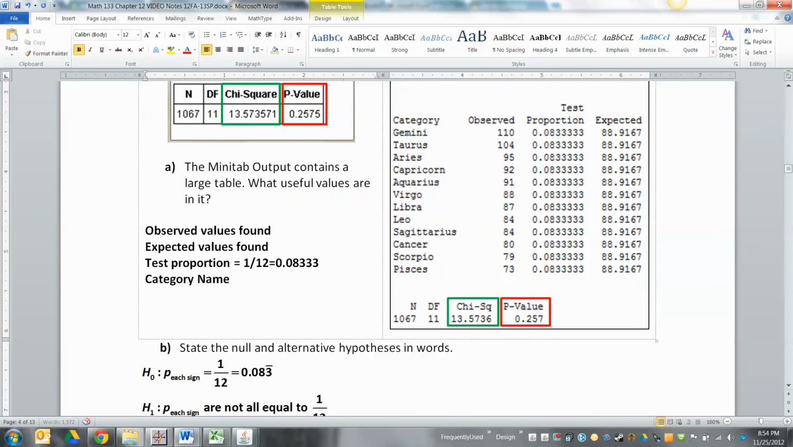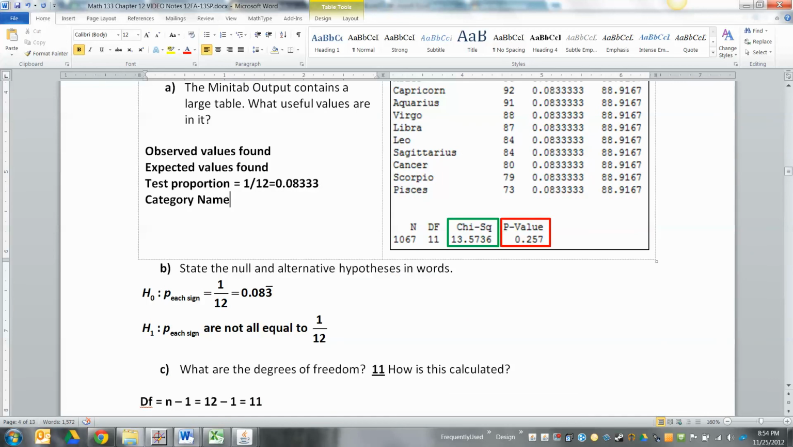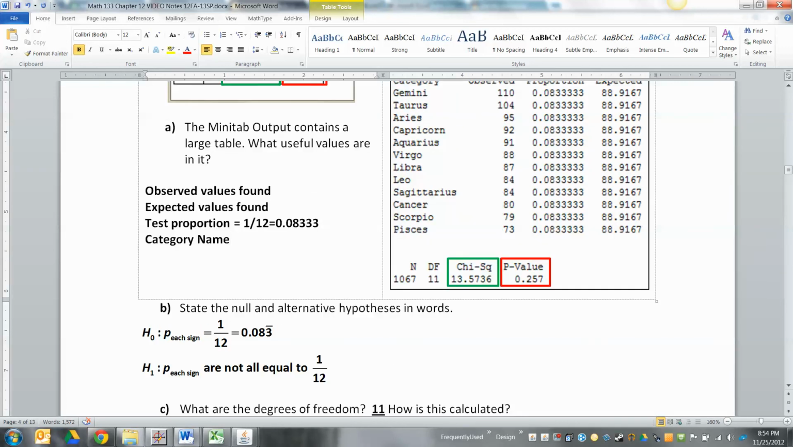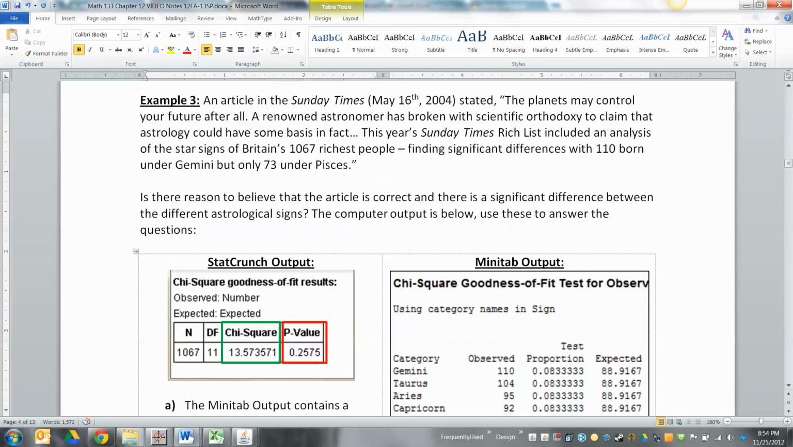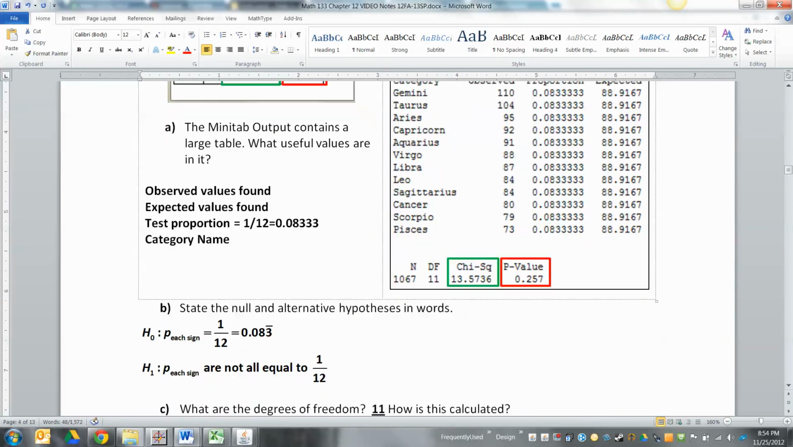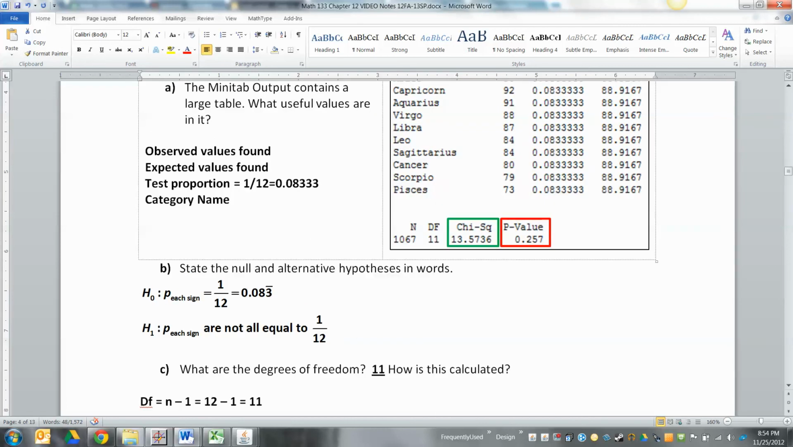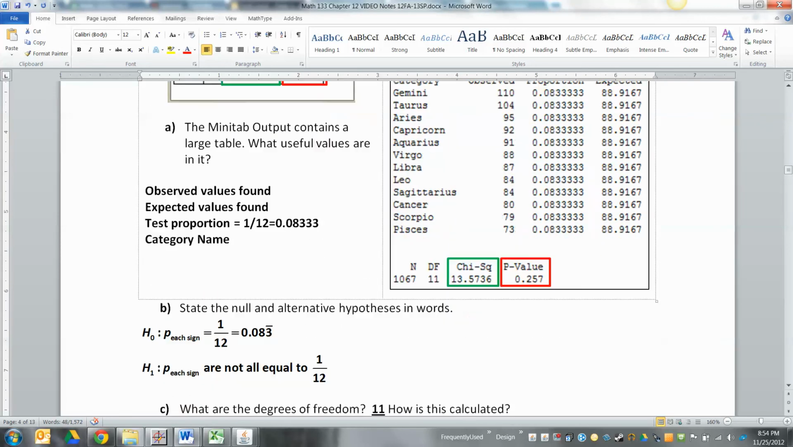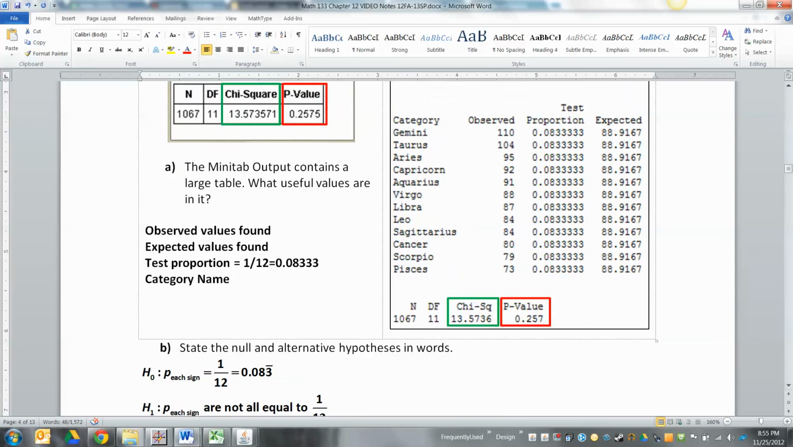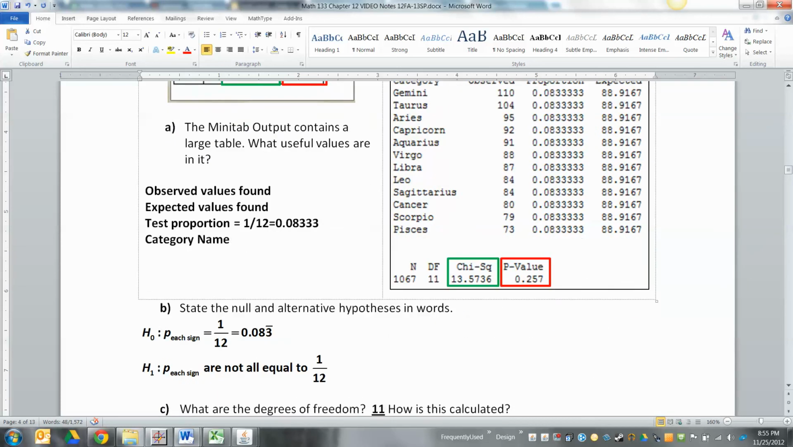Cool. All right, now the null and alternative hypotheses. The null hypothesis is that every sign, I didn't want to write them out, but Gemini, Taurus, and so on, they're all 1/12 of all the wealthy people. So this is all the wealthy people in Britain. So it's saying every sign has about 1/12 of the wealthy people. Okay, and then the alternative is that they're not all equal to 1/12. That, hey, Gemini is bigger, maybe more people are born Geminis or something. Maybe if you're Gemini, you're more likely to be wealthy.